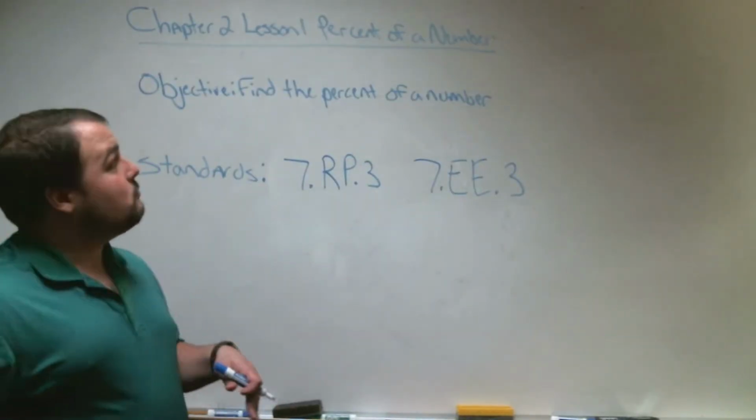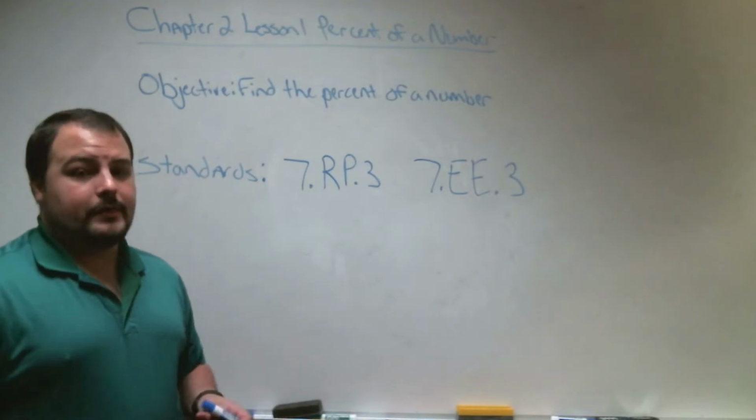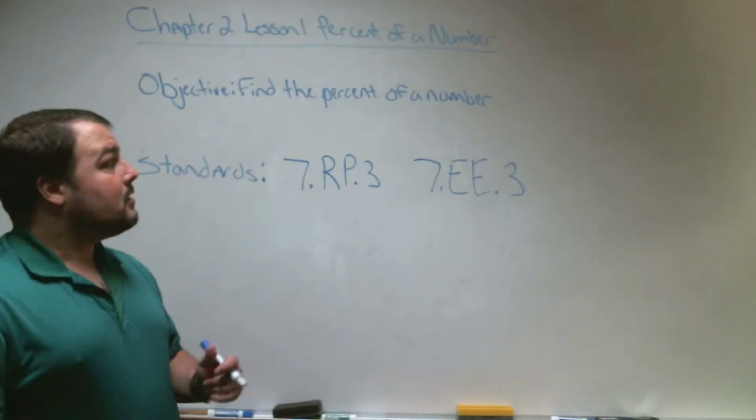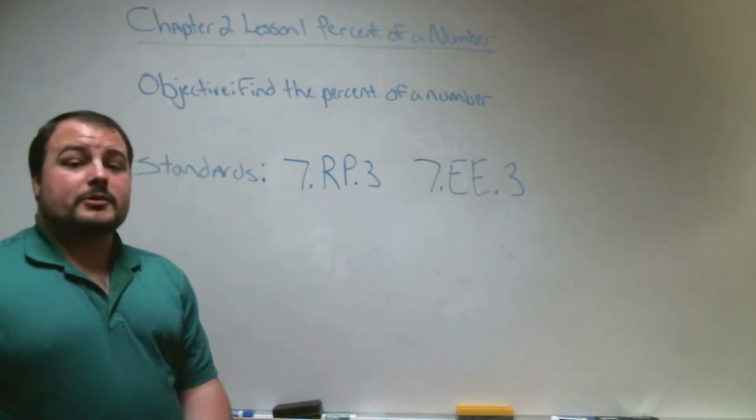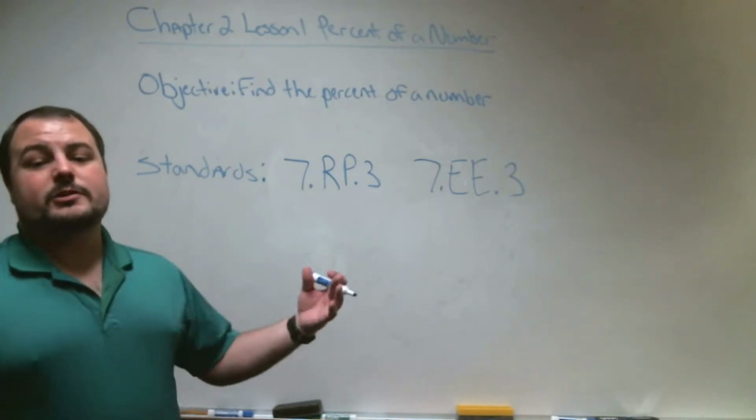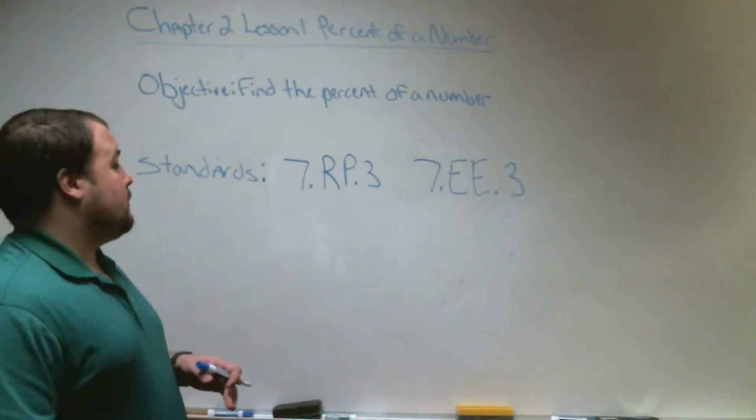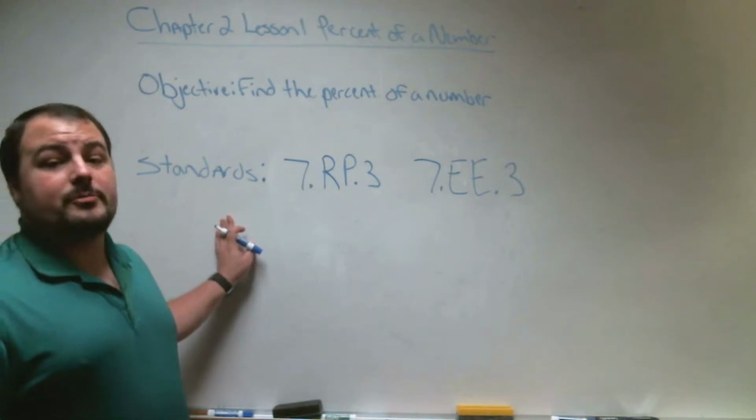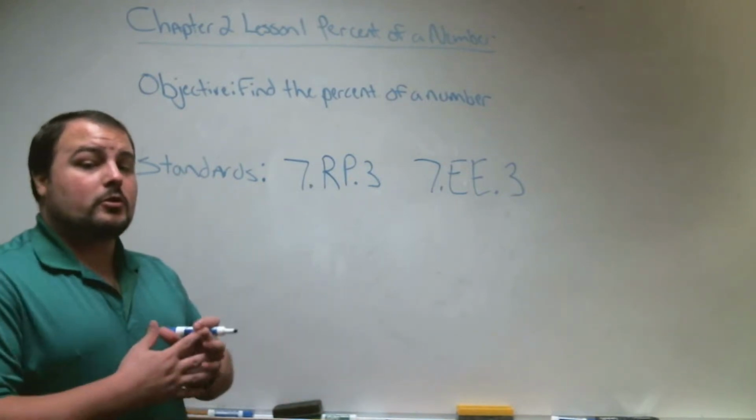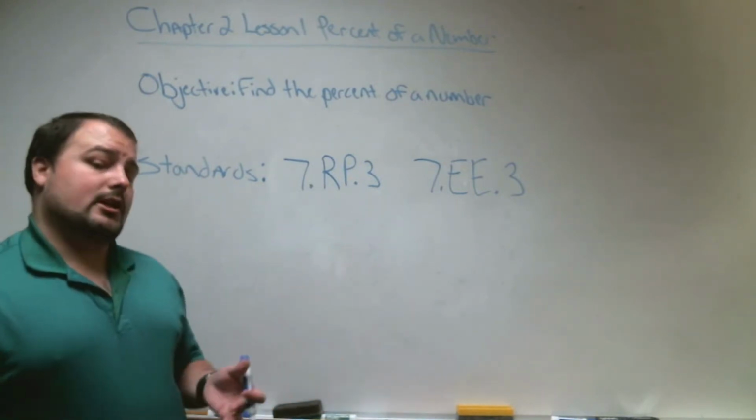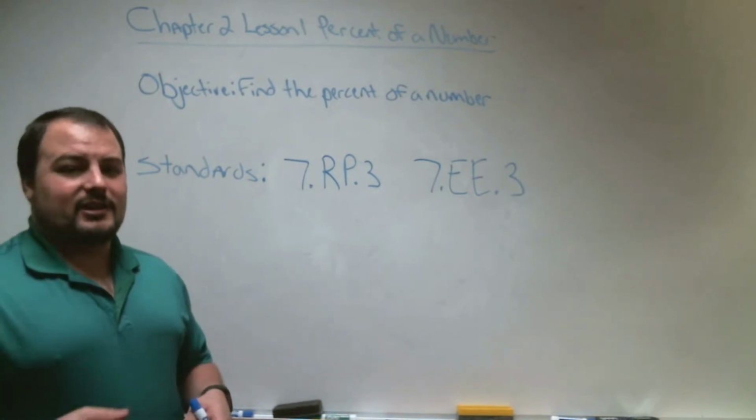In Chapter 2, Lesson 1, the first thing we're going to be doing is finding the percent of a number. So our objective is to find the percent of a number. Any percent of any number, that's what we're going to be able to find. The standards that we're going to be addressing are 7th grade ratios and proportions, standard number 3, and 7th grade equivalent expressions, standard number 3 as well.